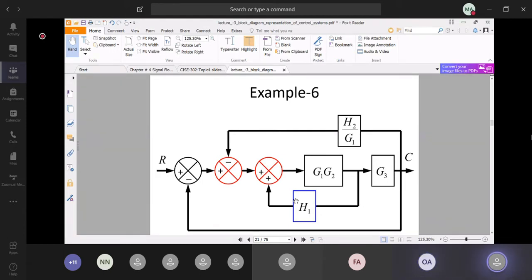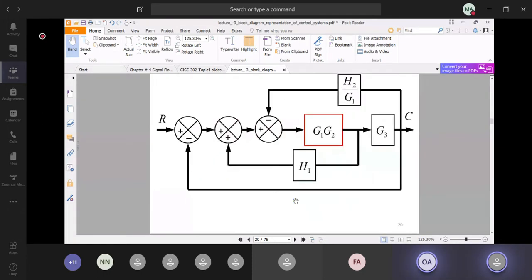You can repeat your question, please. No, can you go back to the previous diagram? Okay, this one.